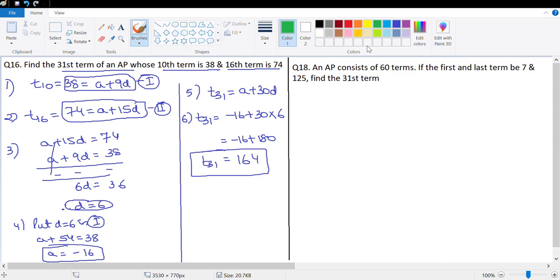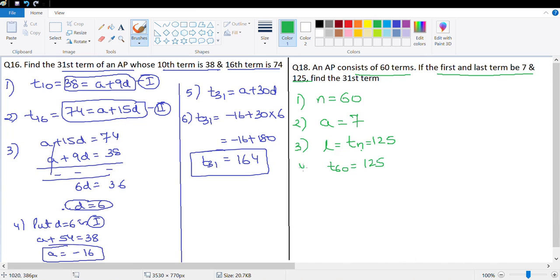Next question is question number 18. It says an AP consists of 60 terms. So information given, n is equal to 60. First and last terms are 7 and 125. So A is equal to 7. Last term, like I said, is represented by L. In this case, Tn is equal to 125. N in this case is 60 because it's the last term, which is the 60th term. So the 60th term is equal to 125.